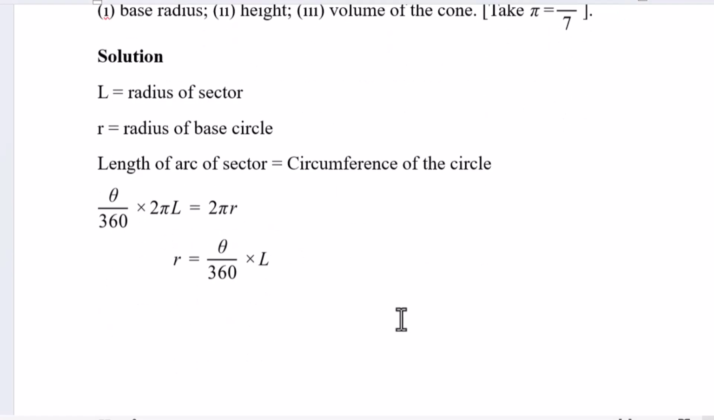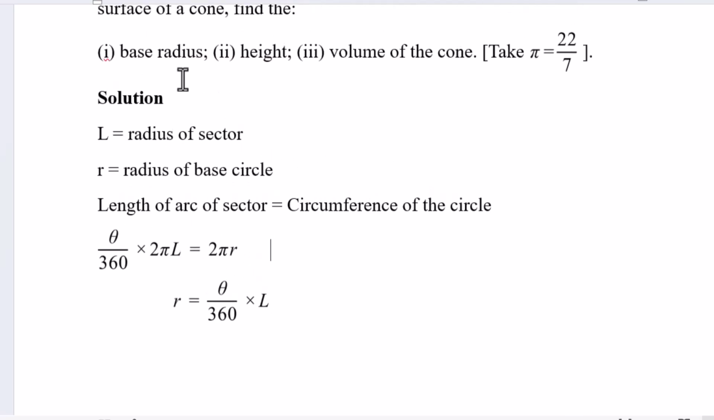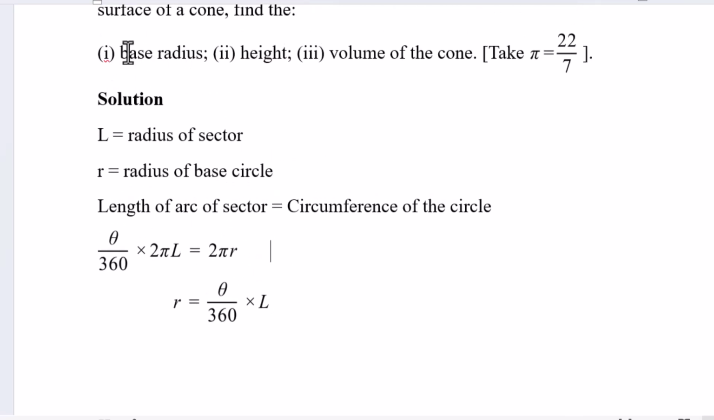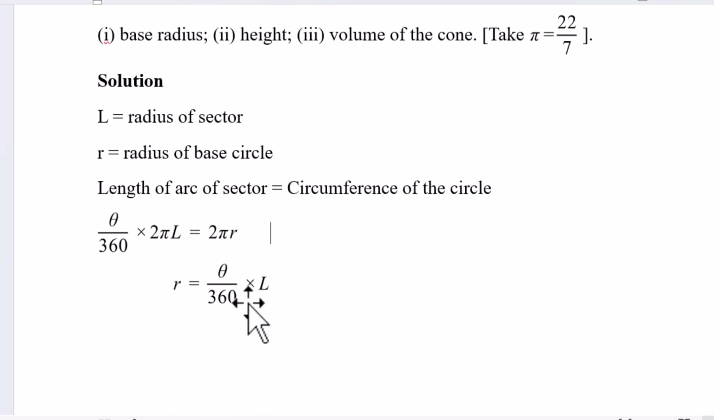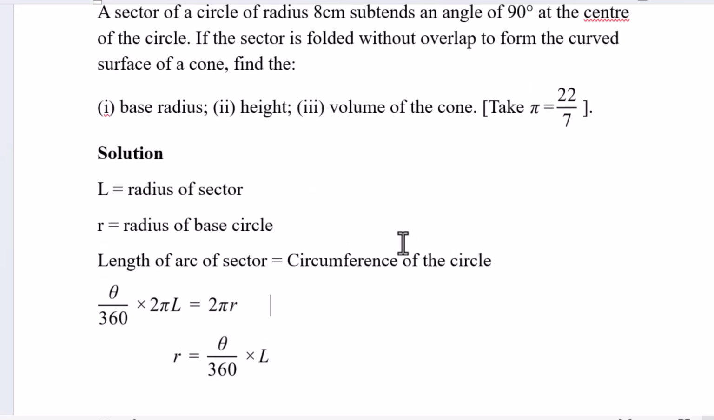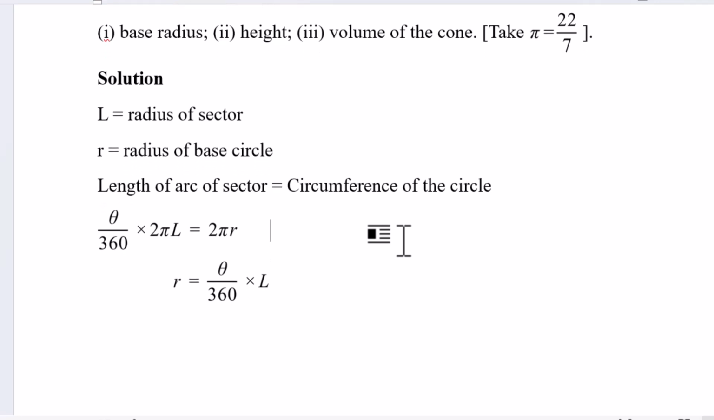So this is the first formula we are going to use. The first part of the question is already being calculated, which is the base radius. And this formula is very, very important. Don't forget it whenever a sector is folded to form a cone, or whenever a cone is cut to form a sector. The length of the arc of this sector will be equal to the circumference of the base of the cone. So that is the basic thing you need to get. With this, I think we are good to go.